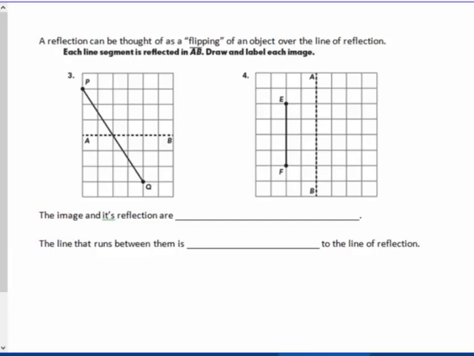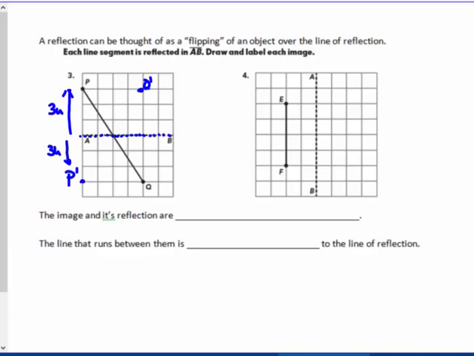So to reflect P over this dashed line AB, it's like folding the paper in half right there. P would swing down here below AB at a point equally distant away from that line of reflection. 3 units up is P, so 3 units down would be P's image, or P prime. Q would do the same thing, only it would flip above AB, folding the paper in half. This would go up to approximately Q prime, or Q's image, 3 units above.